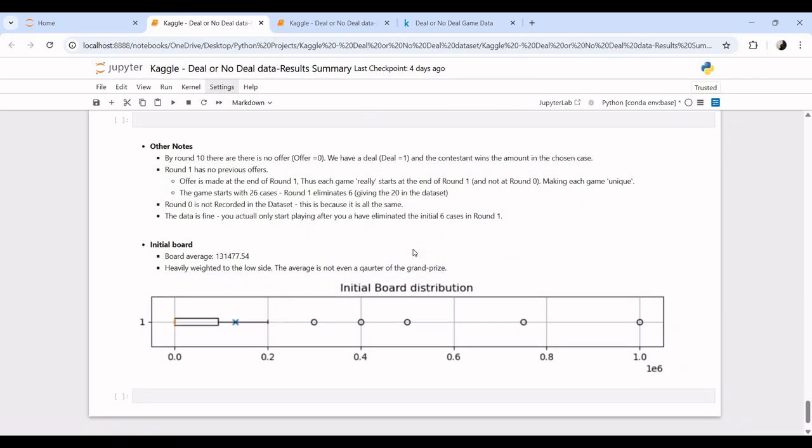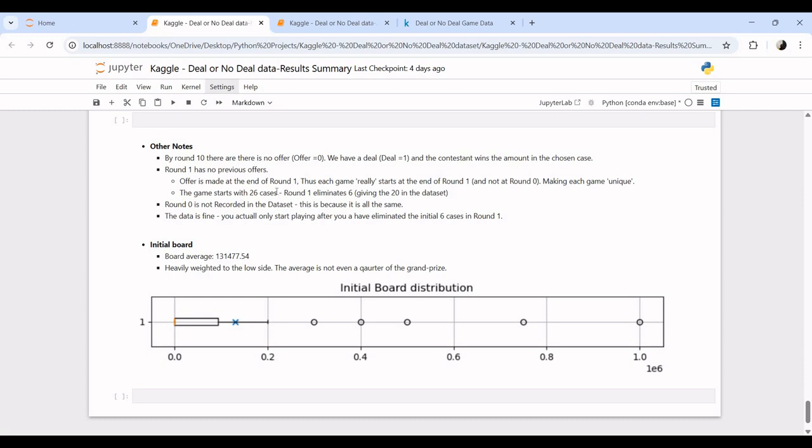And here we have some notes, such as the fact that once you reach round 10, taking your case or swapping the case is recorded as a deal by default in the data. So it's not a deal with the banker, but it's recorded as a deal, which is fair. And round one has no previous offers because you weren't given an offer previous to that. The first offer does come in round one.